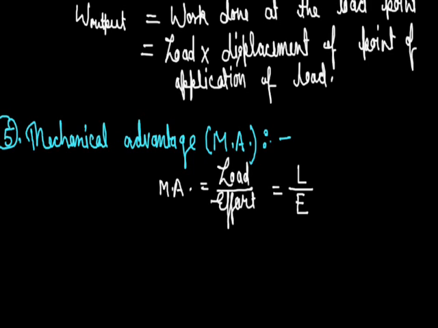In a machine used to overcome a certain load, if the effort needed is less than the load, the machine is said to have mechanical advantage greater than 1. While if it needs an effort greater than the load, it is said to have mechanical advantage less than 1. But if load and effort both are equal, then mechanical advantage will be equal to 1.